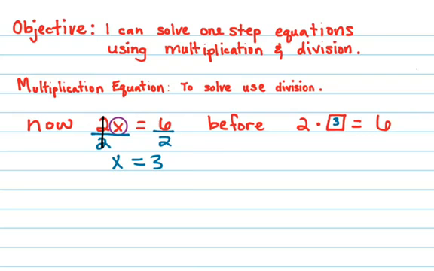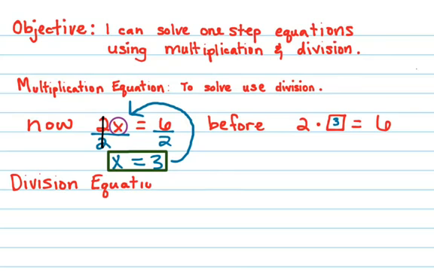Now to double check to see if we solved it correctly, let's take the solution 3 and put it back into our equation. 2 times 3, is that 6? Yes. And so that is our correct solution. Now we're going to talk about a division equation. Let's just make some deduction. We can deduce that if we solved using division, now we are going to solve using multiplication.